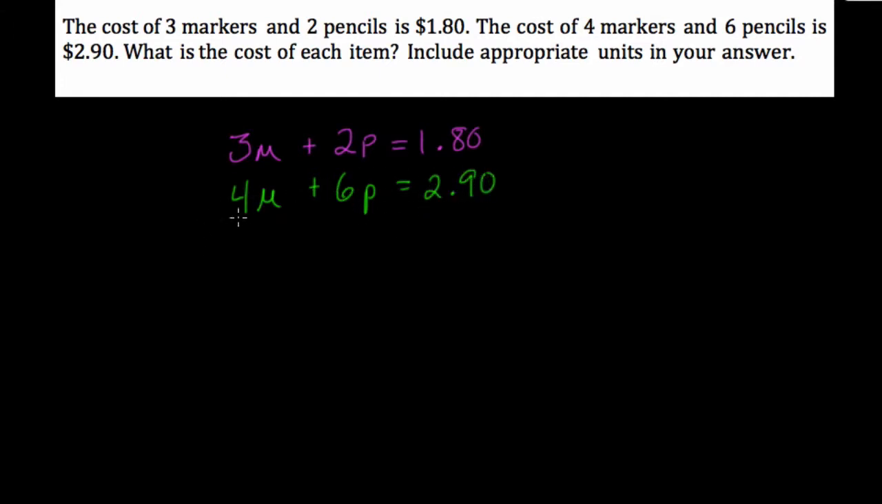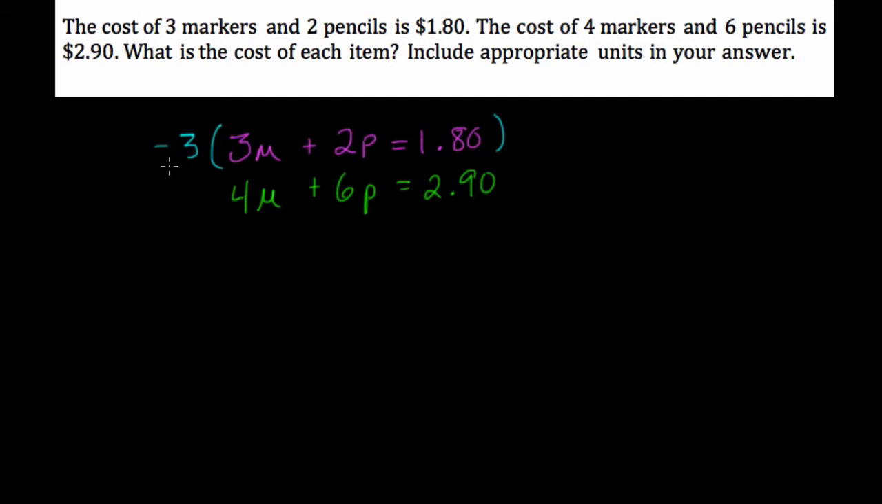Okay, so what I'm going to do here is try and cancel out my variables so I can use elimination. I notice that 2p and 6p, 2 goes into 6 really nicely. So what I can do is multiply my first equation by -3 because that will give me an opposite term here, and that will cancel out my p variable and allow me to solve for m.